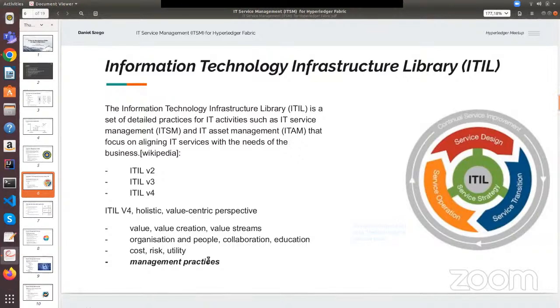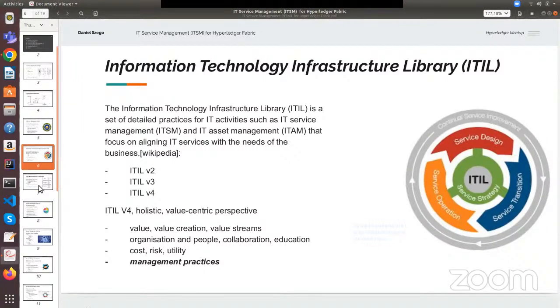So what I'm going to focus on in the next couple of slides are the management practices. I think these management practices can be found in any other methodology as well. So I hope they act as a good core understanding when we speak about operation or professional IT management and Hyperledger Fabric.